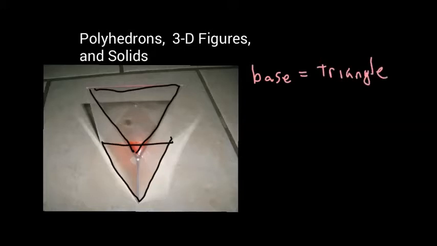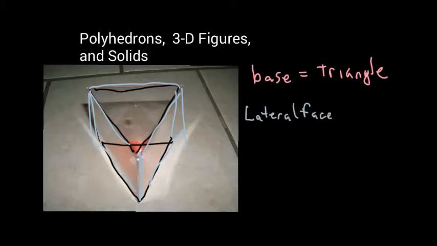Let's talk about some other parts. So you notice the sides of this, they're all going to be rectangles. And we're going to have 3 rectangles as the sides of this polyhedron. Well, the sides are considered the lateral faces. So your lateral faces equals 3, and they're all rectangles.